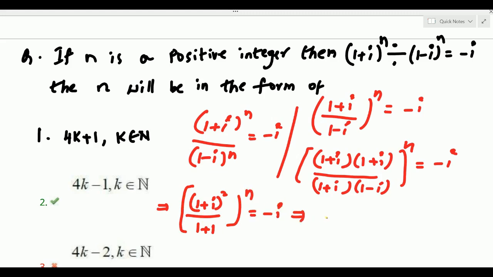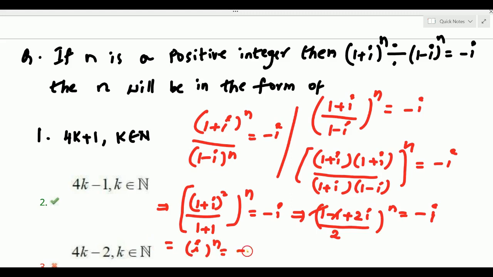So again the numerator can be expanded: (1 plus i) whole square is in the form of (a plus b) whole square. a square is 1, b square is i square, we can write minus 1 plus 2ab, that is 2i, by the denominator 1 plus 1, which is 2, overall power n is equal to minus i. I am carrying minus i along like that. So in the numerator, 1 and minus 1 cancel, 2i by 2 whole power n is i power n. i power n is equal to minus i.